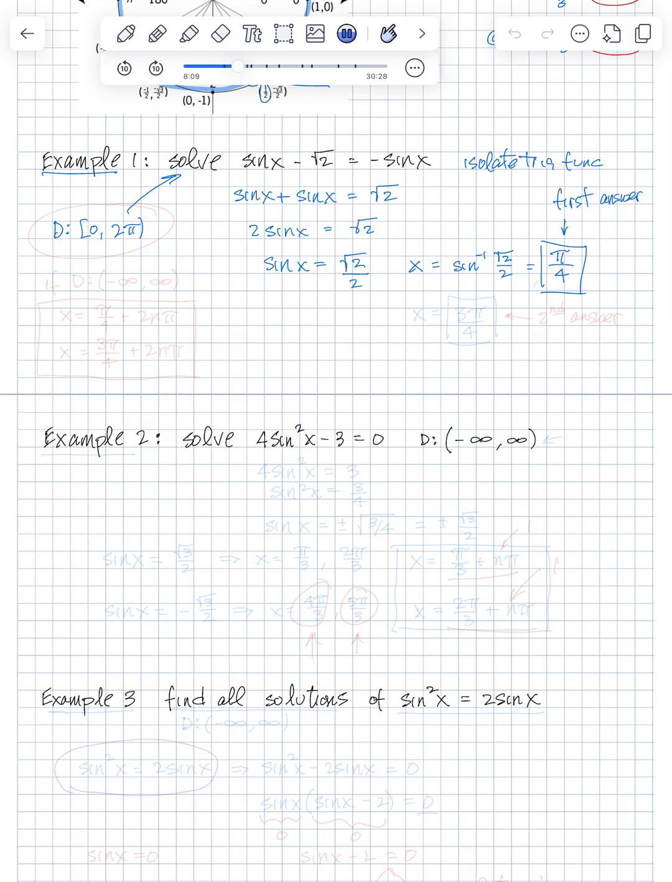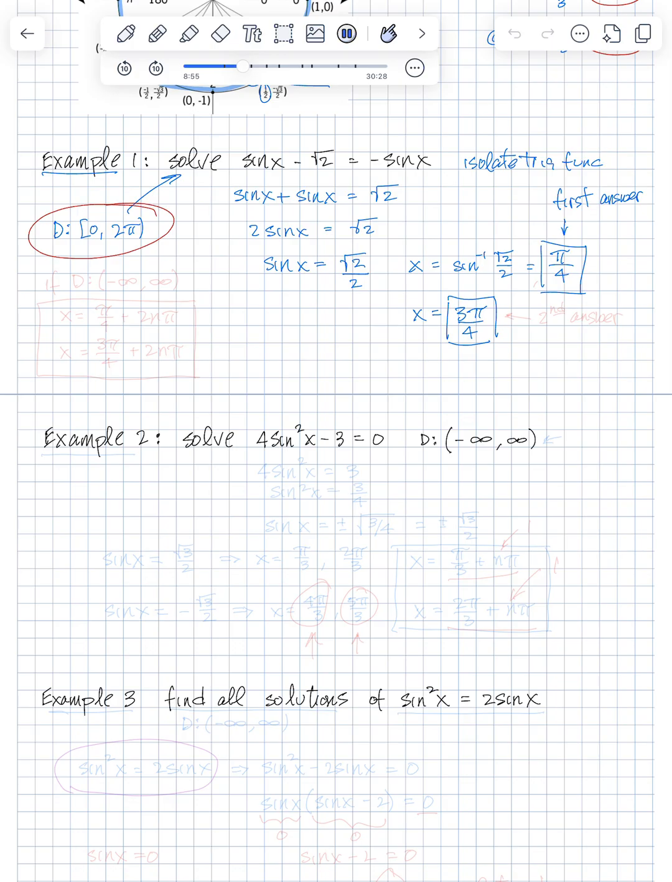And sines, the values are reflected in the y-axis. And so the other value where sine of x is square root of 2 over 2 is going to be a reflection in the y-axis, and that's going to give us the second answer, x is equal to 3 pi over 4. And so those are all the solutions when the domain is restricted to 0 to 2 pi.